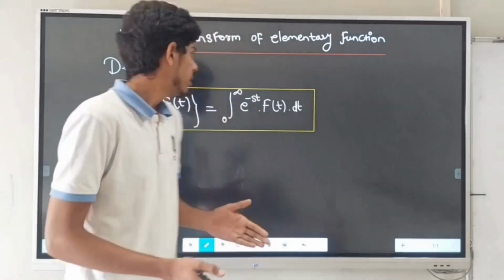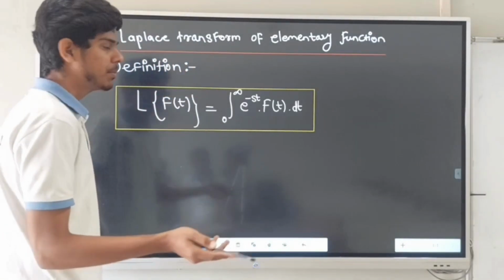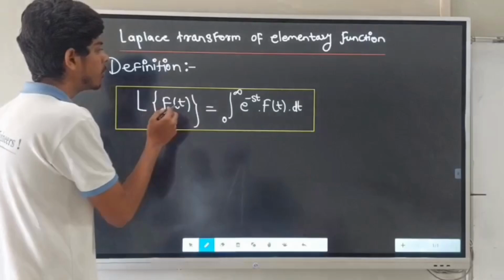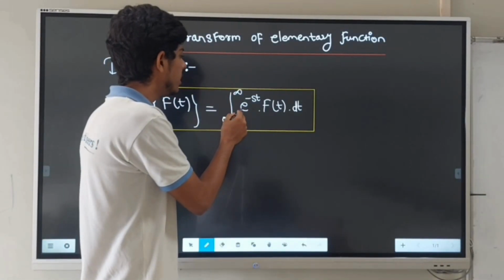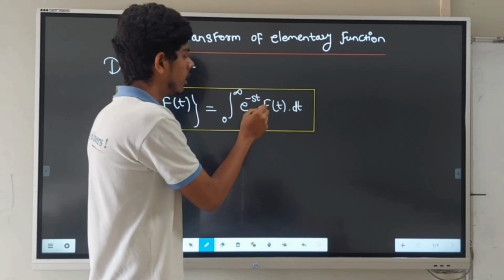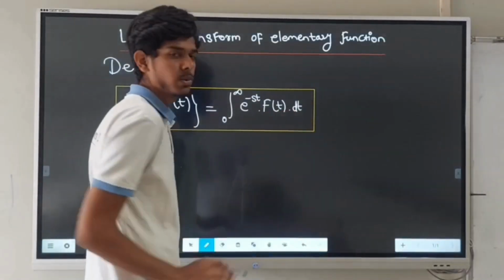Friends, my roll number is 7 and today I am going to discuss examples of Laplace transform of elementary functions. So first of all, before starting the examples, we see the definition of the Laplace transform. The Laplace of any function is equal to the integration from 0 to infinity of e raised to minus st into that given function, with respect to t.